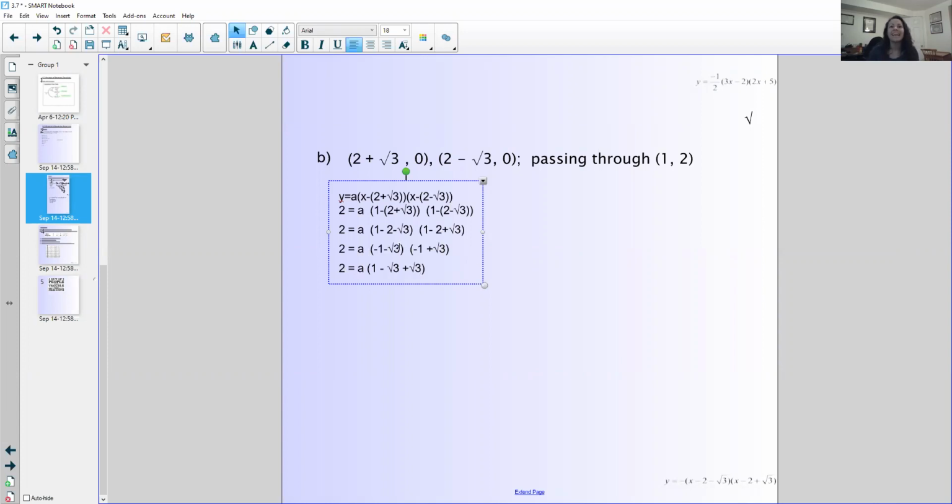And negative root 3 times positive root 3. Well, a negative times a positive is negative. Root 3 times root 3 is root 9, which is 3.